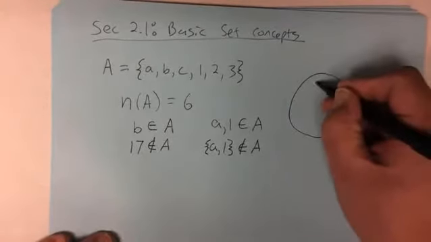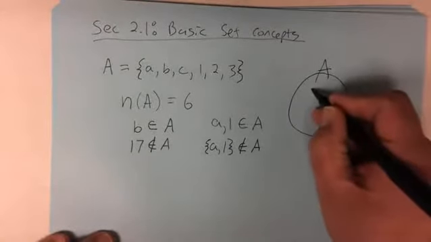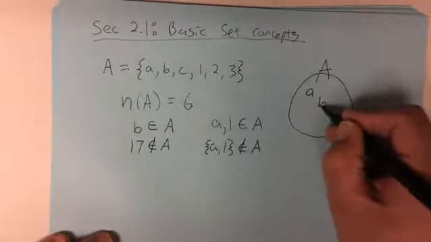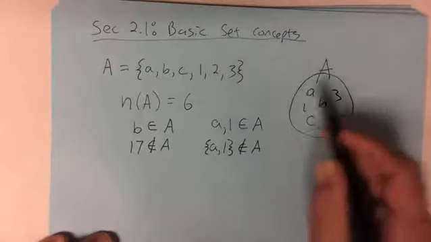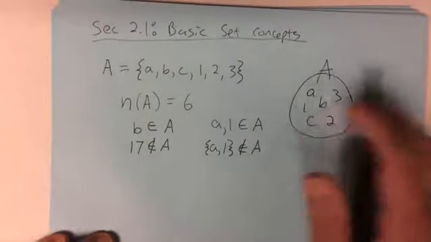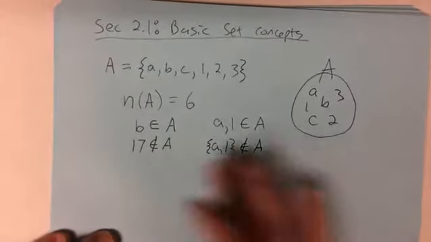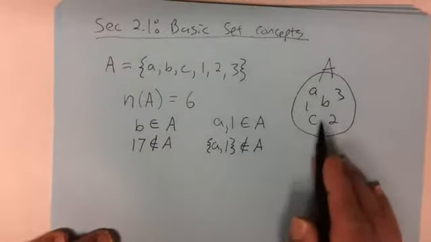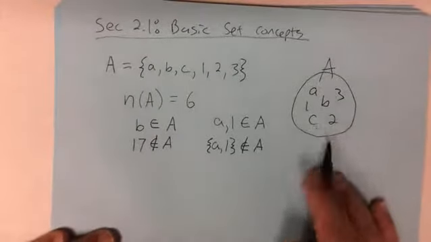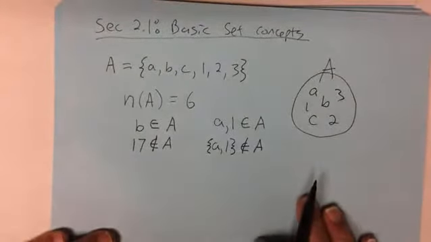So sometimes they might use a circle to represent set A, and it includes the letters A, B, C, 1, 2, and 3. And so this kind of emphasizes that it doesn't matter what order you list them out in. Set A is referring to the collection of these 6 objects.